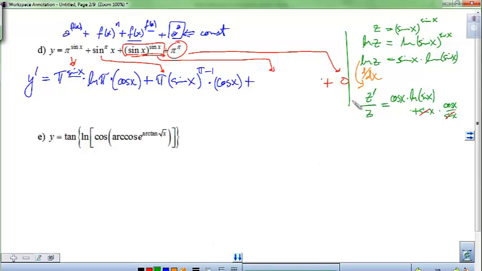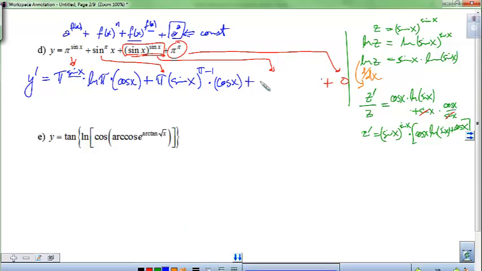And then let's not forget to get z by itself. So we need to multiply by z on both sides. This is sine x raised to the sine x power times cosine x ln sine x plus cosine x. So that's what's going to go in here.